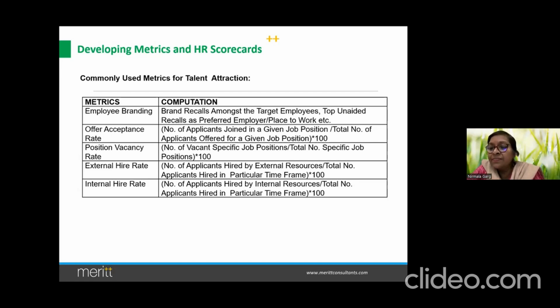Any questions here, guys? Ma'am, can the internal succession plan also be considered as internal hire, the number of applicants hired internally? Tell me, what is a succession plan? I am readying the resource internally for a higher position. But when do you hire them for a higher position? In fact, you can look at it differently: that means your readiness, that means your training. So you are upskilling people.